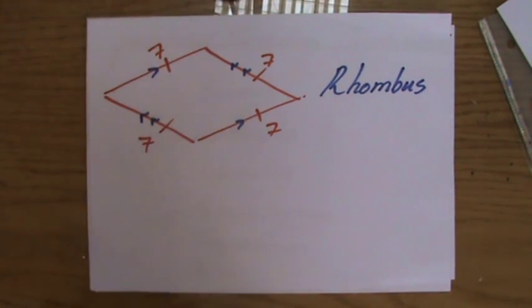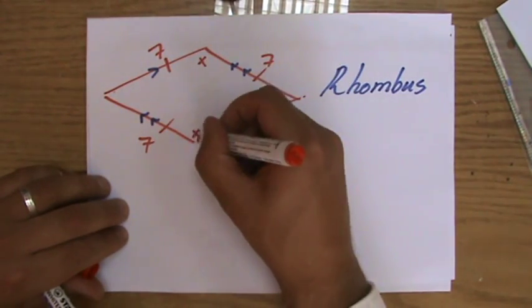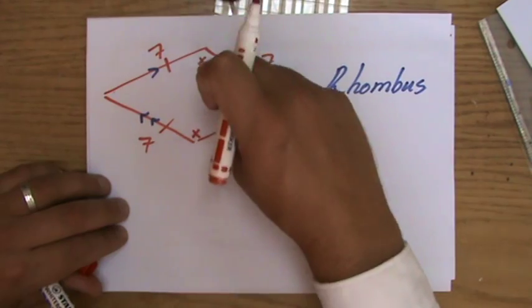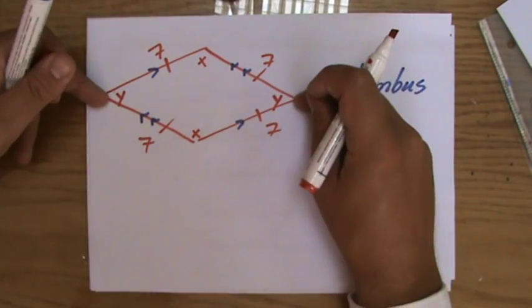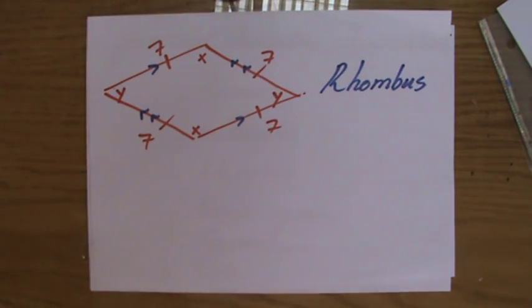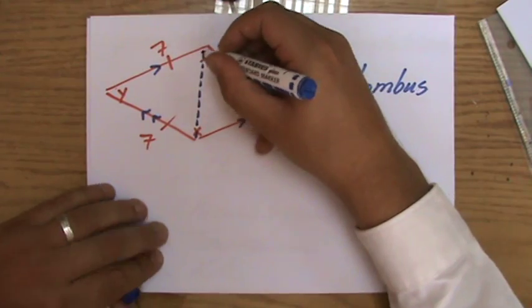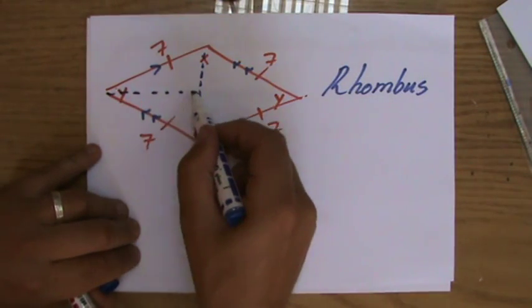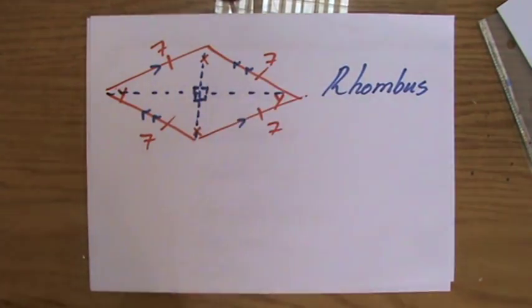The other important thing is that the opposite angles are equal in size. So opposite angles are equal in size. If that is x, that is x. If that is y, that angle is y. The opposite angles are equal in size for a rhombus. And also, like a square, the diagonals intersect at an angle of 90 degrees.